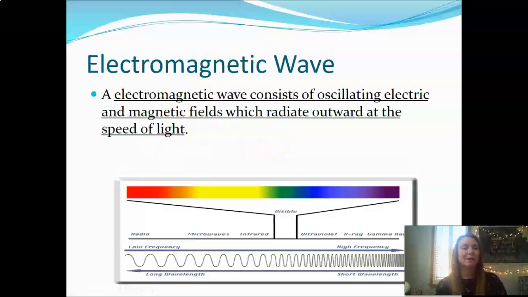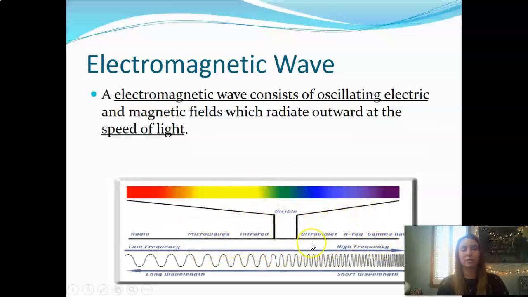Our electromagnetic waves are actually oscillating electric and magnetic fields that will radiate outward at the speed of light. Meaning that these different types of electromagnetic waves, radio, microwave, infrared, visible, ultraviolet, X-ray, and gamma rays, do not need any type of solid, liquid, gas, or plasma to travel through.